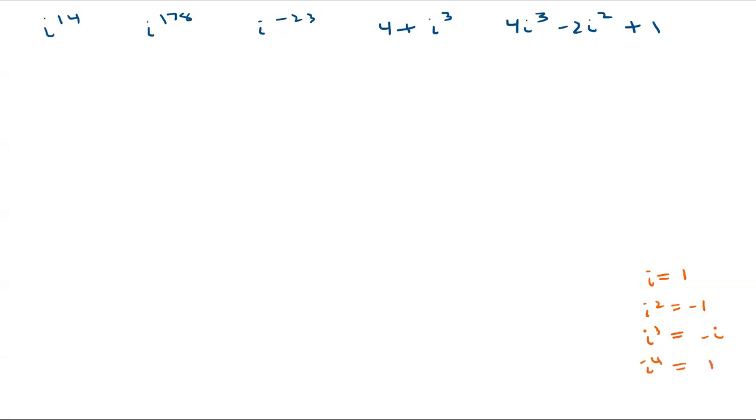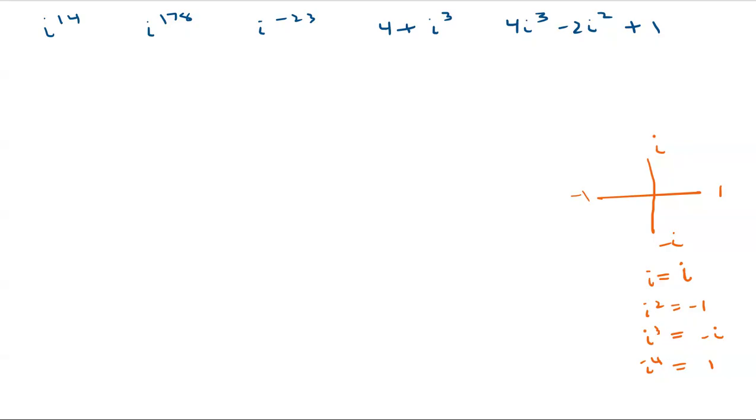Again, if you don't remember, you just draw the coordinate plane, right? Starts with i, or this is i, negative 1 here, and then negative i here. So you start from the top: i, negative 1, negative i, and 1, right? So that's the pattern there.